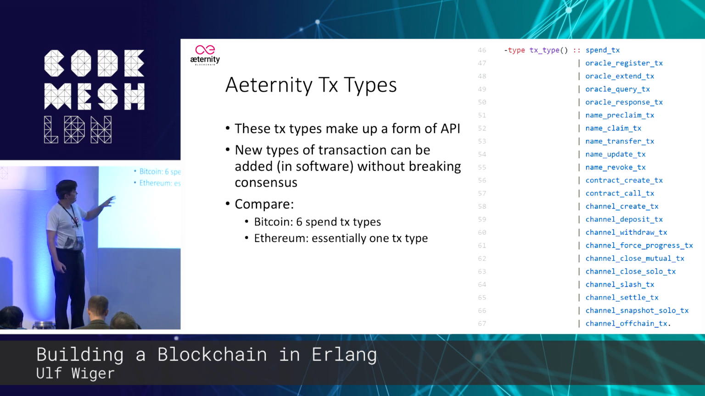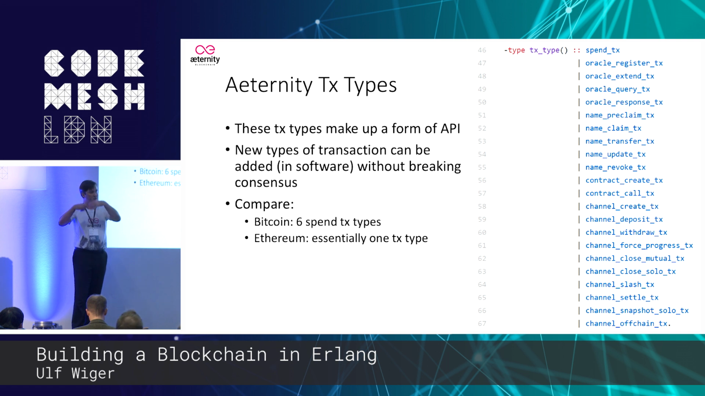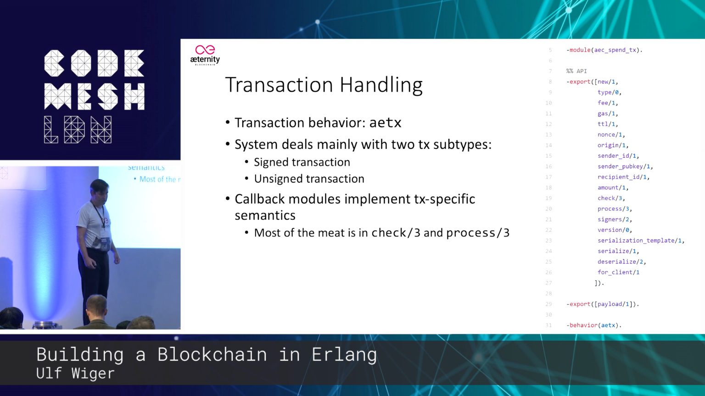And this is a bit different. If you compare to Bitcoin, Bitcoin has only spend transactions, about 6 different types of them. Ethereum pretty much has one type of transaction, a simplified version being spend, but then it's about calling contracts, and you have to do all the work in contracts on top of it, which is very flexible. But this is our approach.